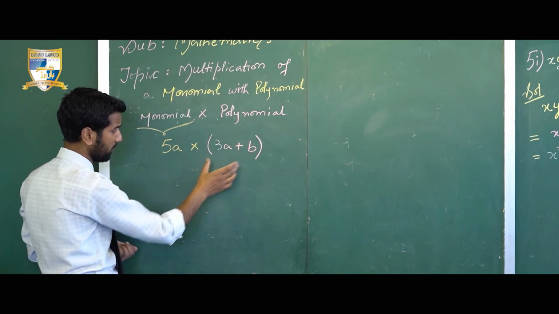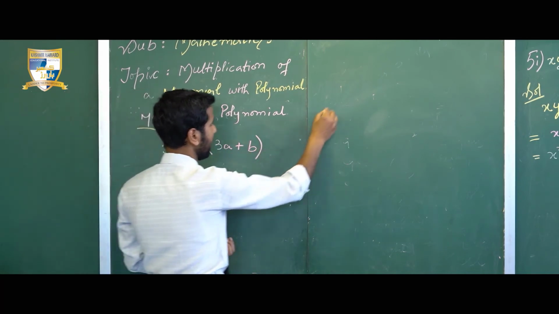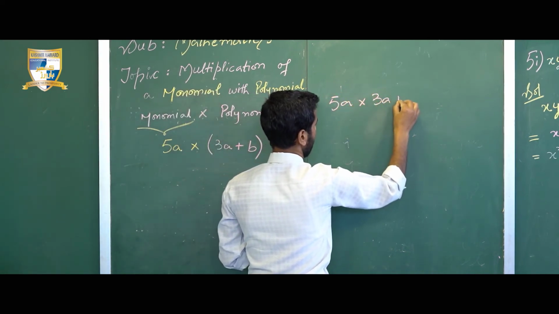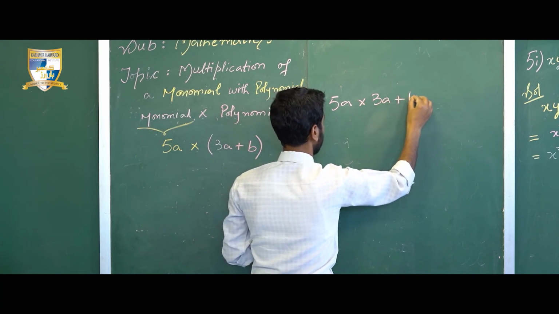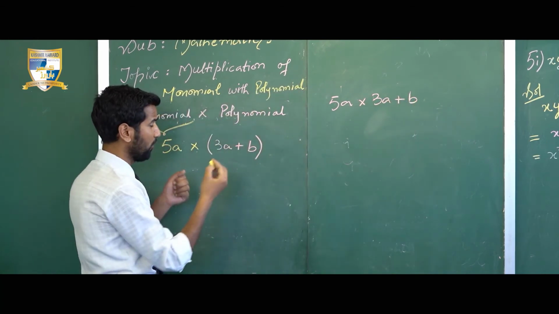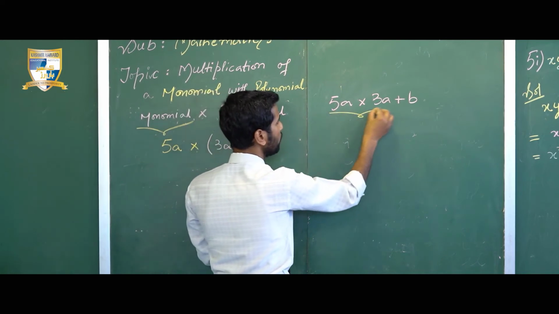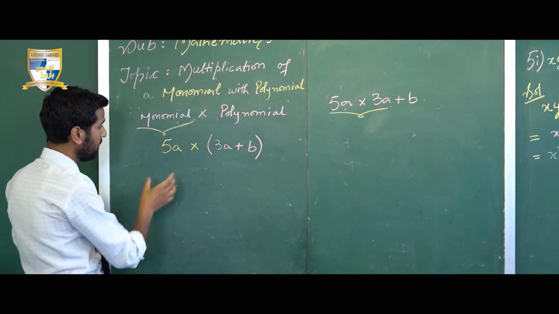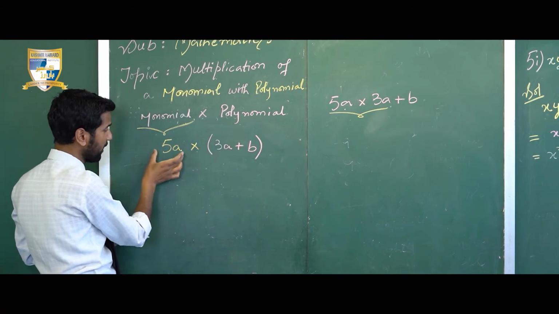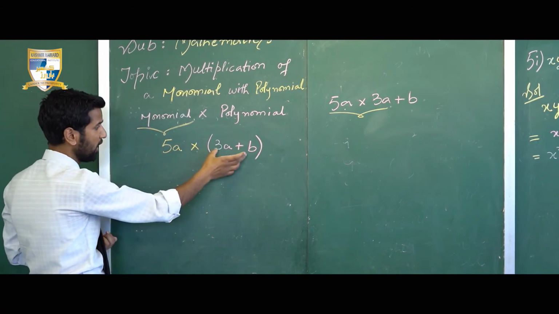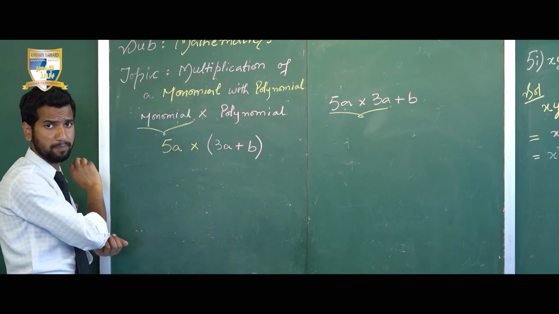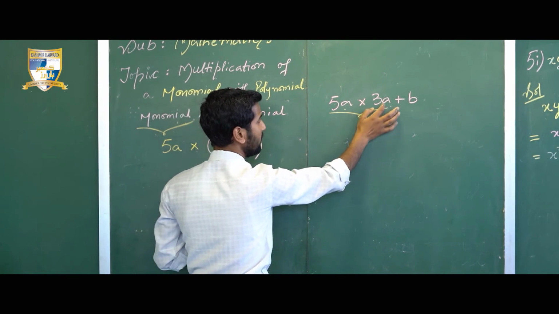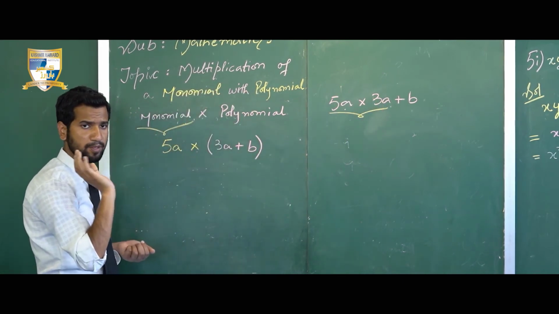Brackets are very important. Means if you are going to write this statement like this without having brackets, we are going to consider here that these two terms are in multiplication with each other, that's it. But in actual, this whole binomial is in multiplication with this monomial. This 3a plus b is in multiplication with 5a. Without brackets, we will consider that this 5a is in multiplication only with 3a, only with first term. So brackets are very important here.